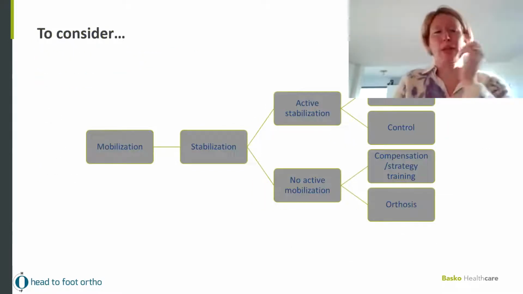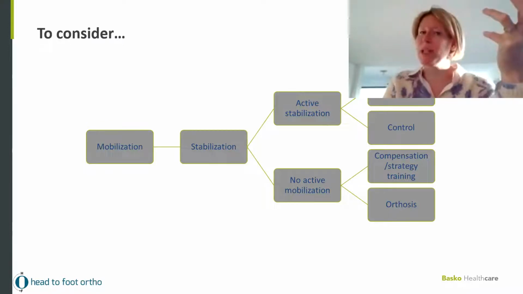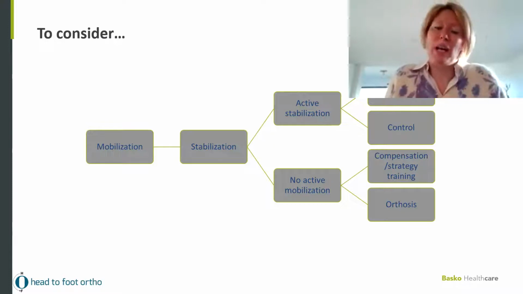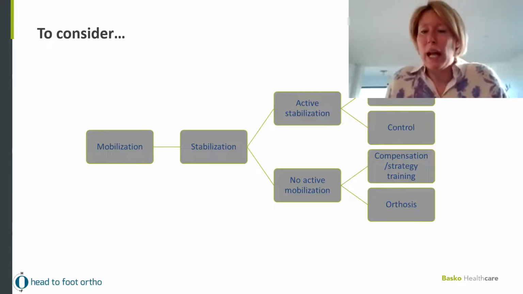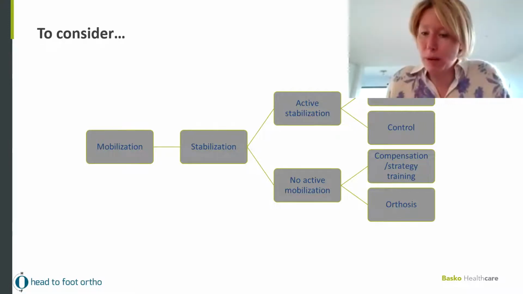So a good thing to consider is after we do mobilization, it's really needed to have a stabilization of the joint. So we should ask ourselves, do we have after that mobilization enough active stabilization, or do we need compensation strategies because we don't have an active mobilization? For example, if we do have a good outcome, it means that we have enough muscle strength, enough coordination that leads to control. If you don't have it, we can think about, can we train people or do they need an orthosis afterward?